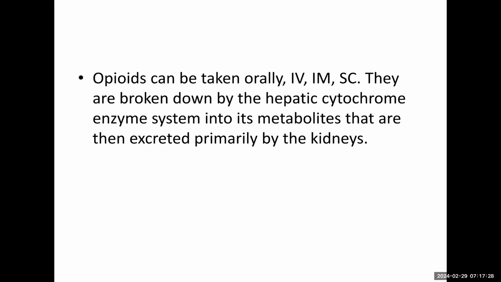Opioids can be taken orally, intravenously, intramuscularly, subcutaneously, intranasally, or via endotracheal tube. They are broken down by the hepatic cytochrome enzyme system into metabolites that are excreted primarily by the kidneys. Codeine is metabolized by cytochrome P450 CYP2D6 and converted to morphine. Then morphine undergoes glucuronidation, and the metabolites are excreted by the kidneys. So when the kidneys are impaired, the metabolites can accumulate and lead to opioid toxicity.